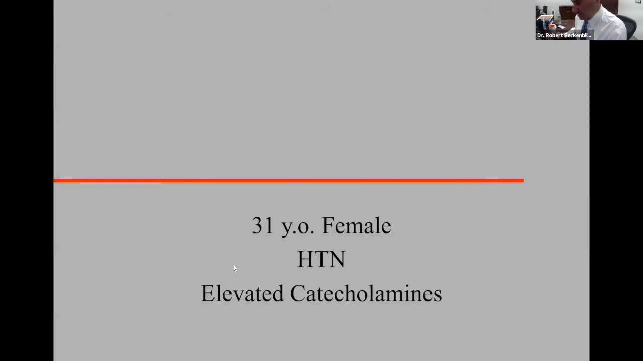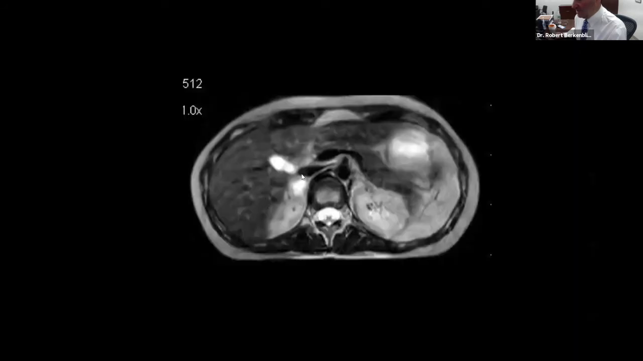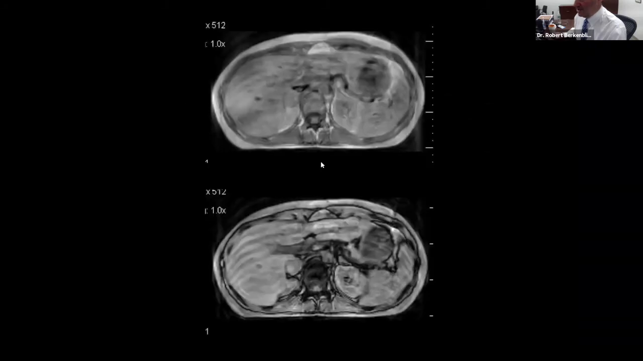So let's take a look at a couple of cases here. This is a 31-year-old female with hypertension and elevated catecholamines. We see this 2 or 3 centimeter right adrenal lesion showing very high signal intensity on T2. And indeed, at surgery, this was shown to be a pheochromocytoma. Now let's look at their in-phase and out-of-phase imaging. Here's that same patient in phase and out of phase, there's no signal loss.